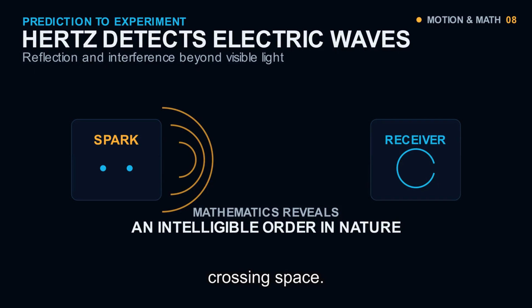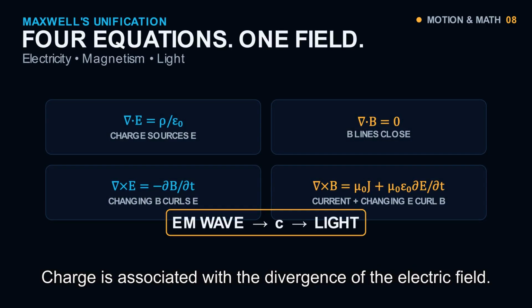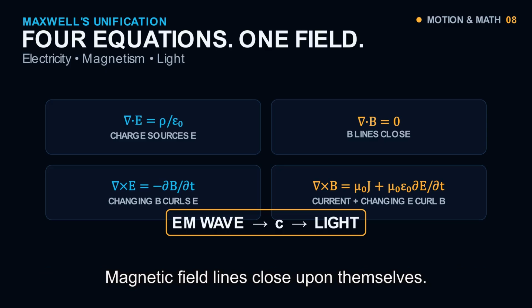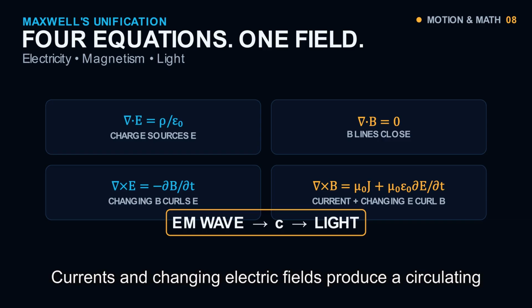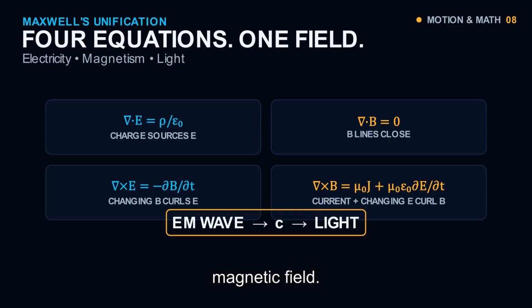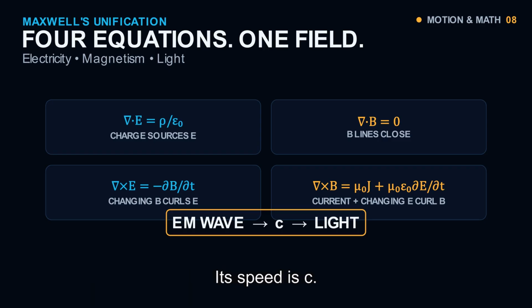So the four equations tell one connected story. Charge is associated with the divergence of the electric field. Magnetic field lines close upon themselves. A changing magnetic field produces a circulating electric field. Currents and changing electric fields produce a circulating magnetic field. Join the last two together in empty space, and a wave becomes possible. Its speed is c. That wave is light.